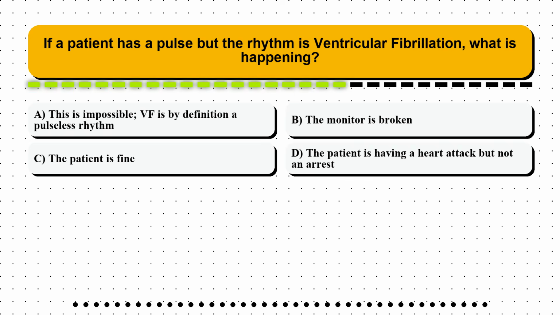Option A. This is impossible, VF is by definition a pulseless rhythm. Option B. The monitor is broken. Option C. The patient is fine. Option D. The patient is having a heart attack but not an arrest.